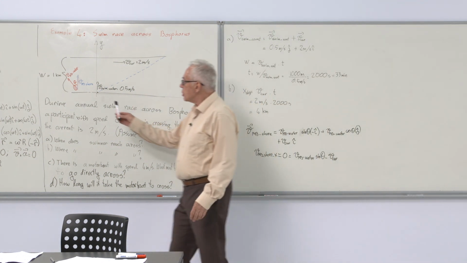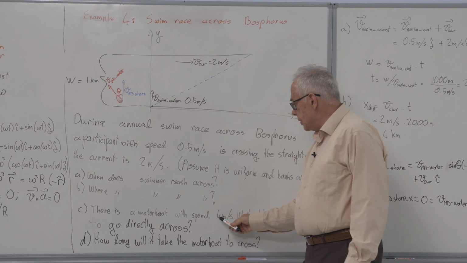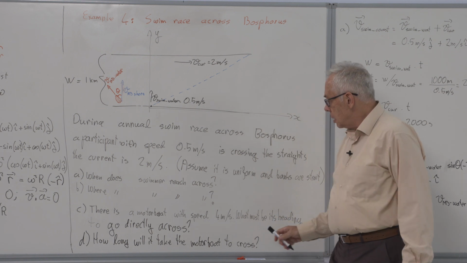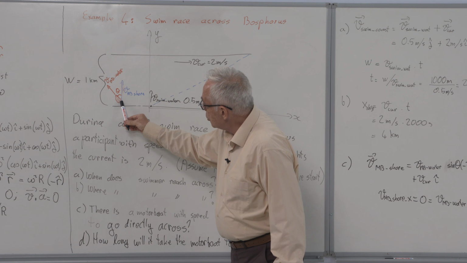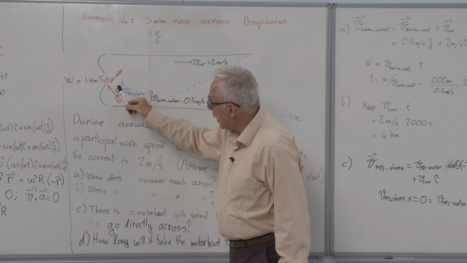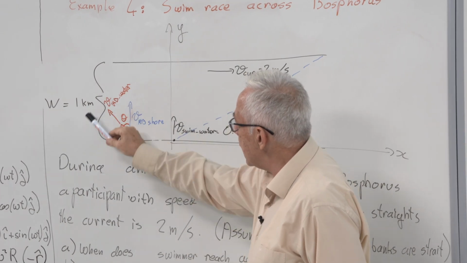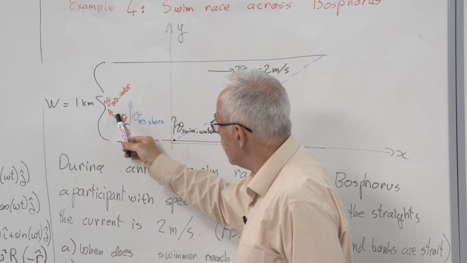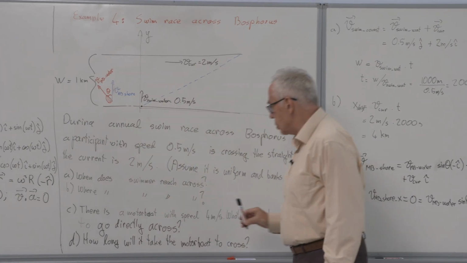Now there is a motorboat. It is also going to cross the straits. It has a speed with respect to water of 4 meters per second or 8 knots. And the question is, if the boat wants to go straight across, what must be the heading angle, theta? So it must head somewhat upstream, so that the drift speed due to the current and the component of its speed upstream will cancel each other and it will go straight across.